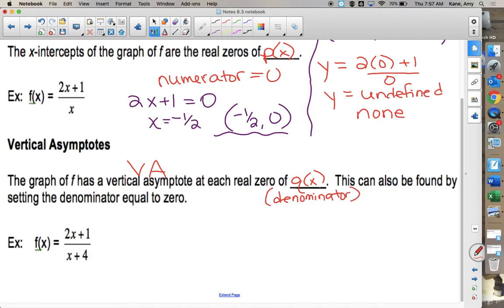So p of x is the numerator. We set that equal to 0 for the x-intercept. Q of x is the denominator, and you're really setting the denominator equal to 0 to find the vertical asymptote, which is what you did yesterday, and hopefully you did that on your homework.